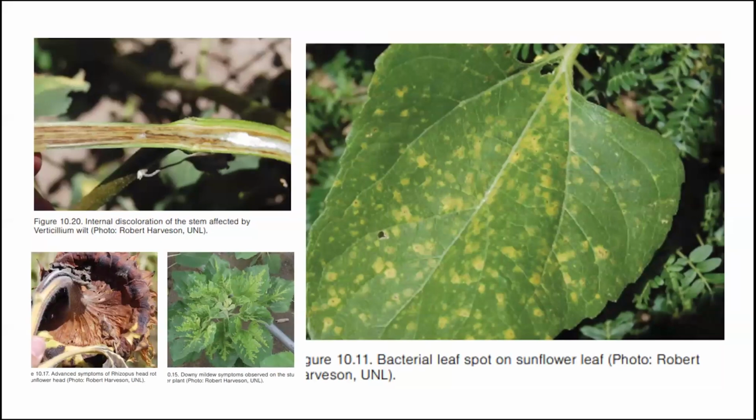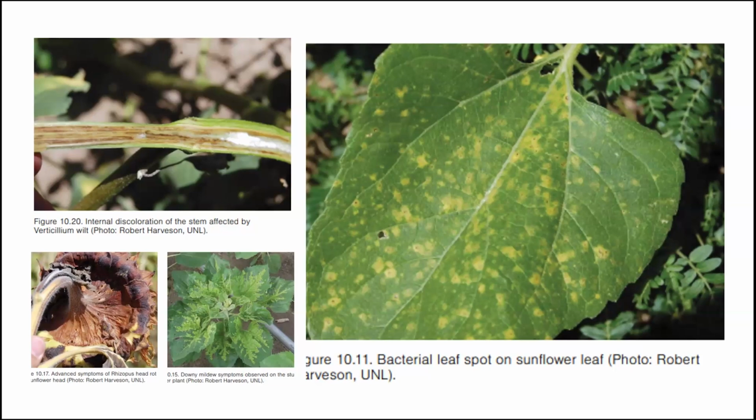These are just a few others that have been reported on sunflowers in South Dakota, although at very low levels. The first picture on the top left is associated with verticillium wilt. So the pith is discolored and there's streaks in the pith. The pictures on the bottom, one is associated with rhizopus head rot, and you can kind of see that the head is just rotting. The next is downy mildew on sunflowers.